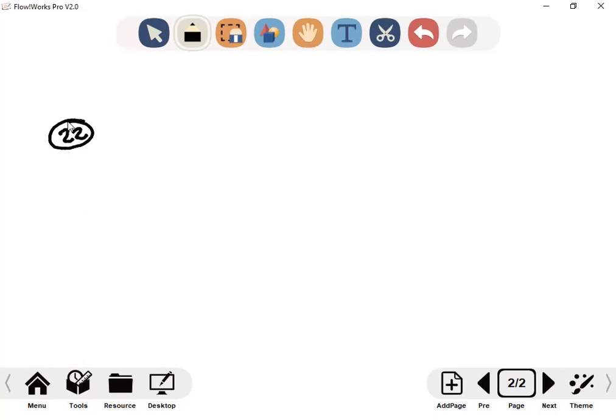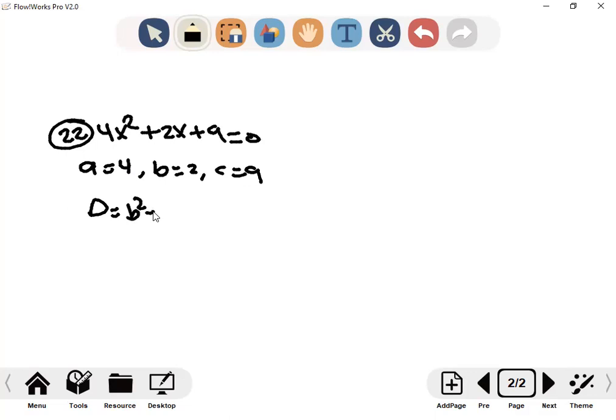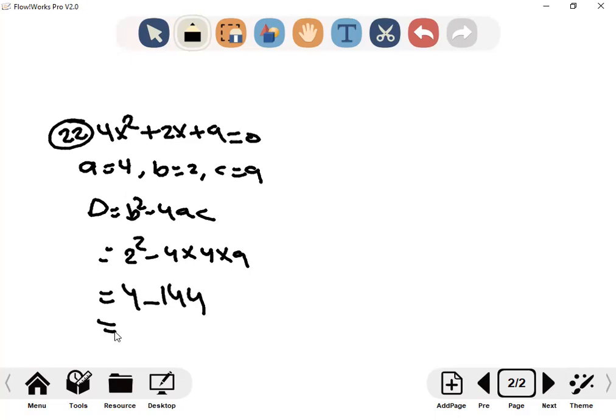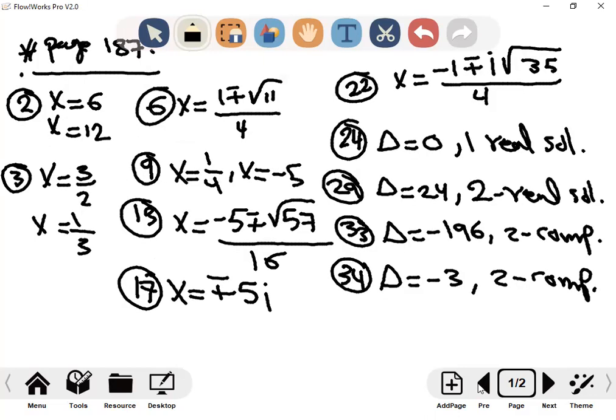We have 4x power 2 plus 2x plus 9 equals 0. A is 4, B is 2, C is 9. Find delta: b power 2 minus 4ac, so 2 power 2 minus 4 times 4 times 9. That is 4 minus 144, which is negative 140. Here we have some printing mistakes. That's all.